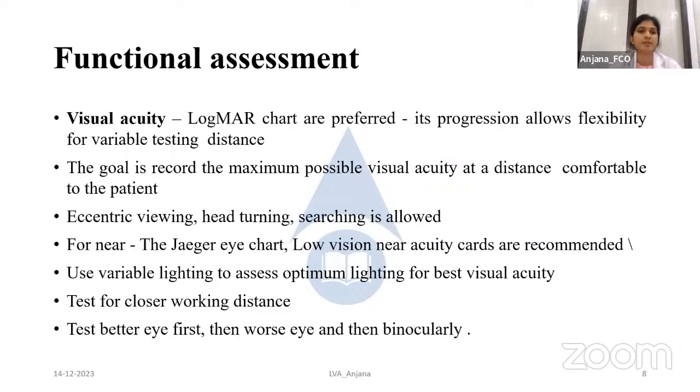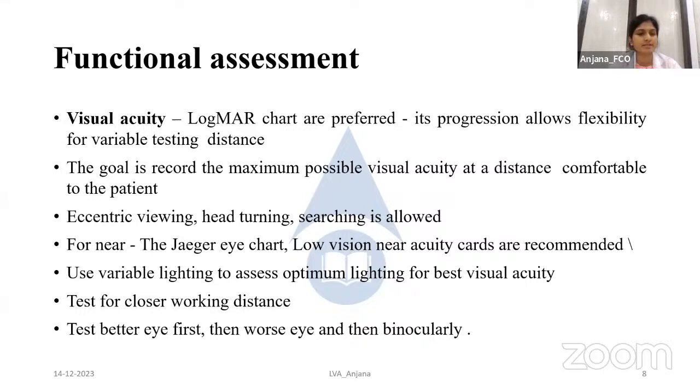Next one is functional assessment. For visual acuity, the logMAR chart is preferred. Its progression allows flexibility for variable testing distance. The goal is to record the maximum possible visual acuity at a distance comfortable to the patient. Eccentric viewing, head turning, and searching are allowed. For near vision, we have to use a chart. The Jaeger eye chart and low vision near acuity cards are recommended. The logMAR chart we also recommend for near vision. Use variable lighting to assess optimum lighting for best visual acuity.